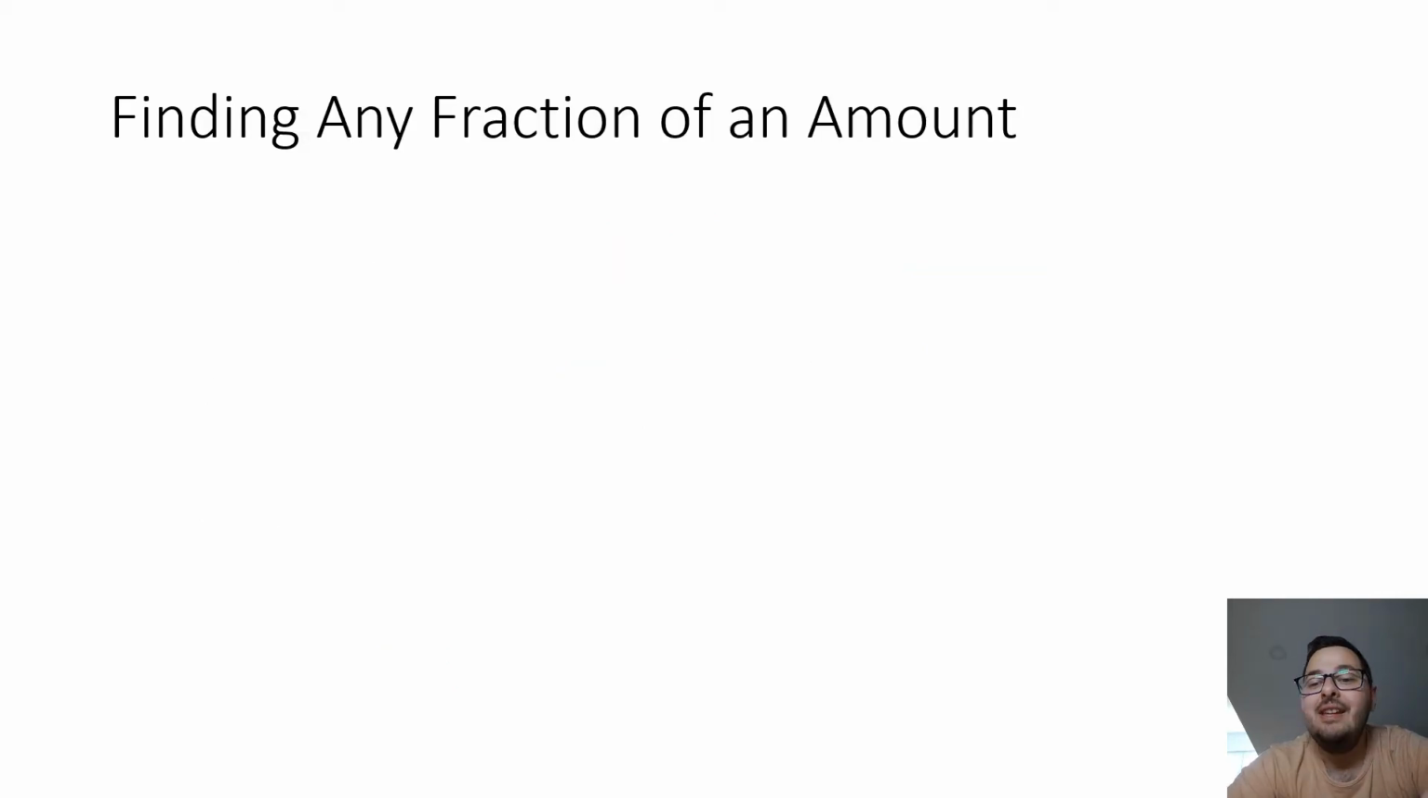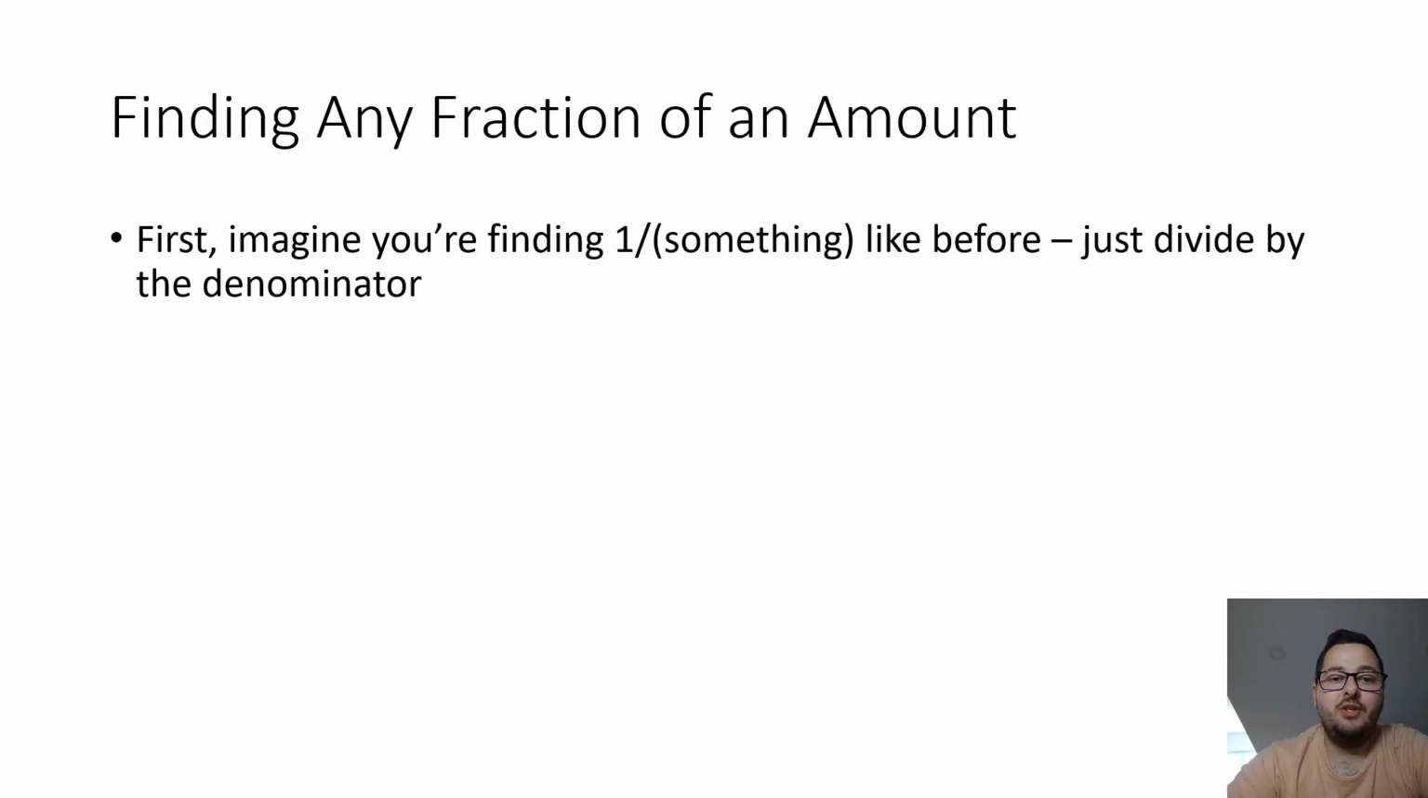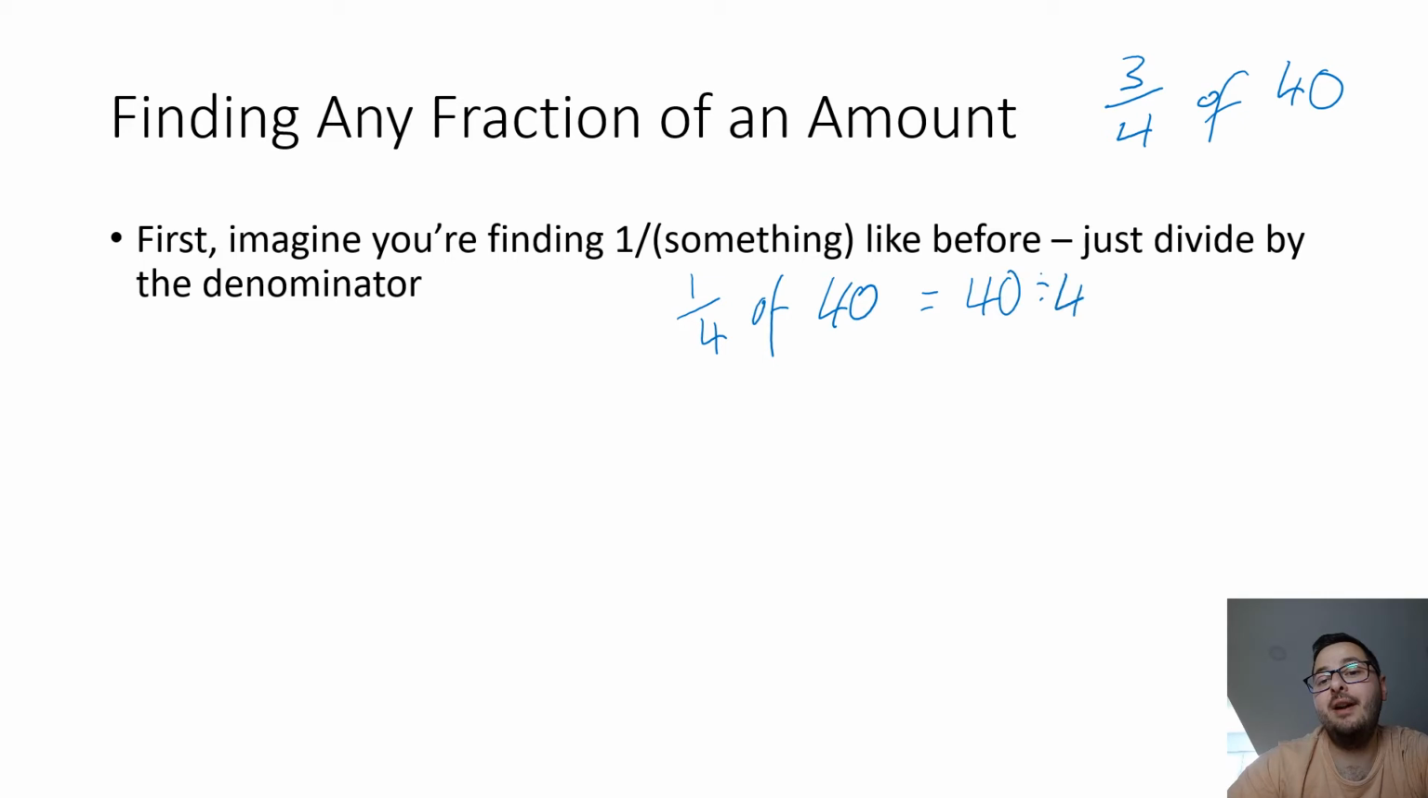Now let's find any fraction of an amount. So first, you start with what we've just been doing. You find 1 over something of that thing. So let's do a little example all the way through. Let's say we want to find 3/4 of 40, for example. So first you find 1 over it. So we find 1/4 of 40. So 1/4 of 40, like we've been doing, is just 40 divided by 4, which is 10.